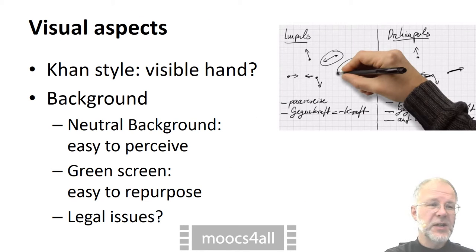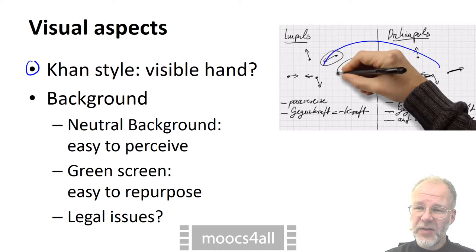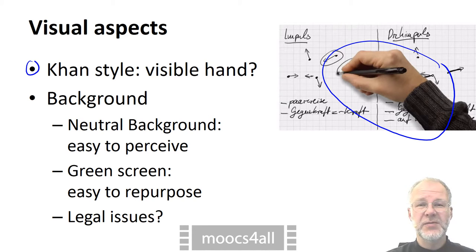Khan style videos may look more attractive if the lecturer's writing hand is visible. The cheapest way to achieve this is to record both the hand and the writing on plain paper with a single camera. The hand in this video, though, is faked by computer graphics.